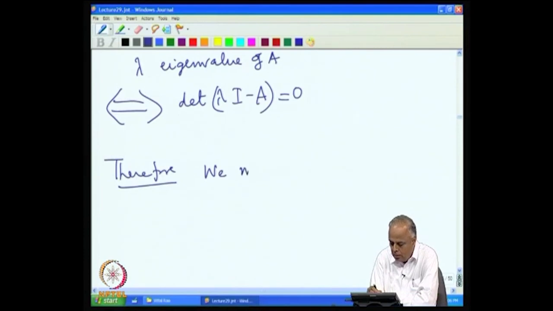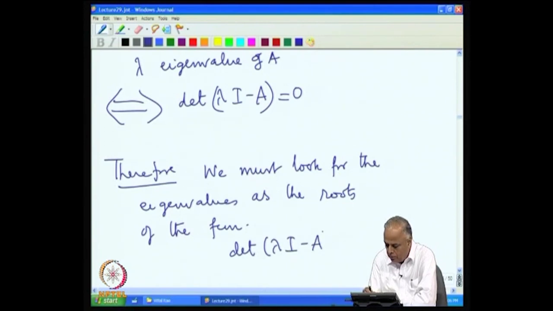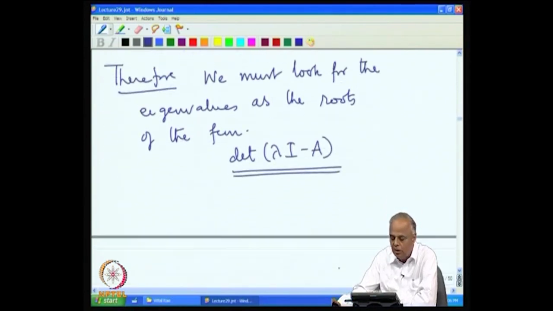So, we do not have to search all over the place for this eigenvalue. In this infinite world of real numbers, we have to look for those fellows who make the determinant 0. So, therefore, we must look for the eigenvalues as the roots of the function determinant of lambda I minus A. We have to find it as the roots of this function.